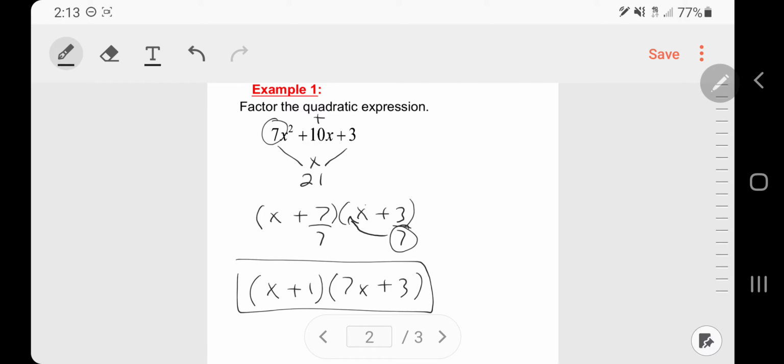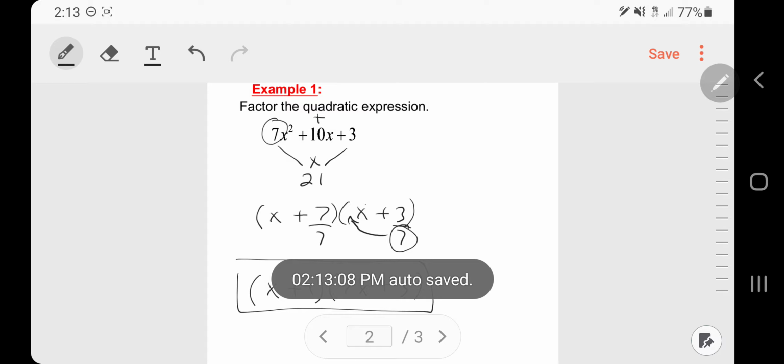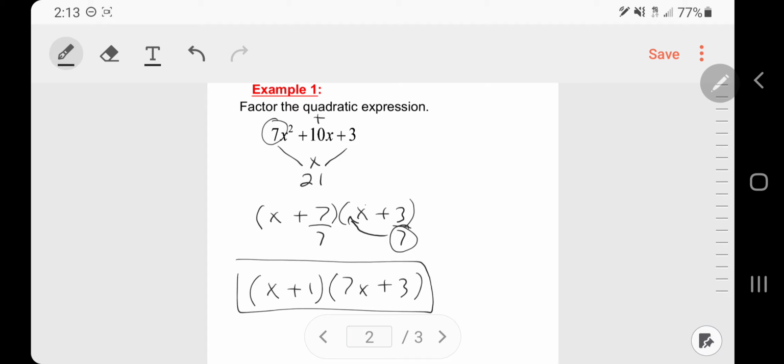Okay, so it's really similar to our factoring without a leading coefficient. It just has one step in the beginning and one extra step at the end that we need to keep in mind. So let's take a look at another example.